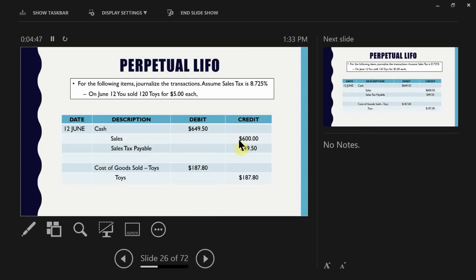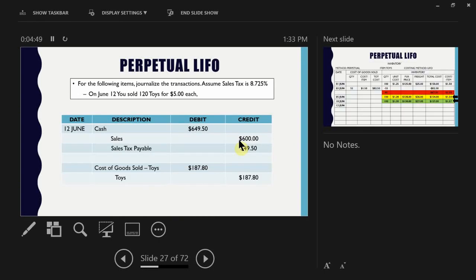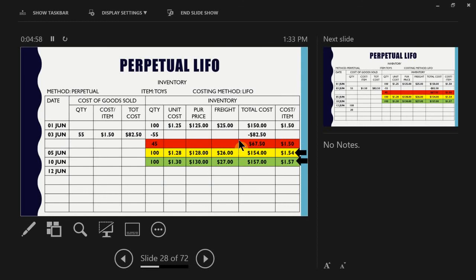Then on June 12th, you sold a total of 120 toys at $5 each. So by looking at that, I sold 120. Because I'm using the last in, first out method, which batch am I going to take out from first? The green batch. And then the next one is going to be your yellow batch.